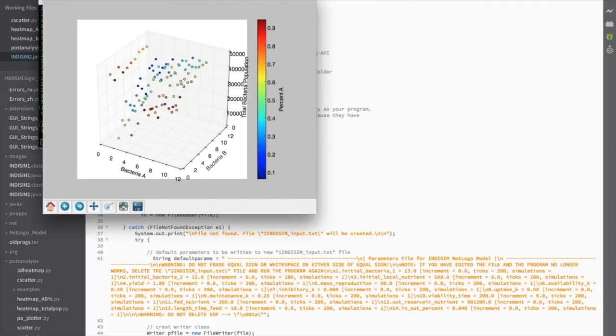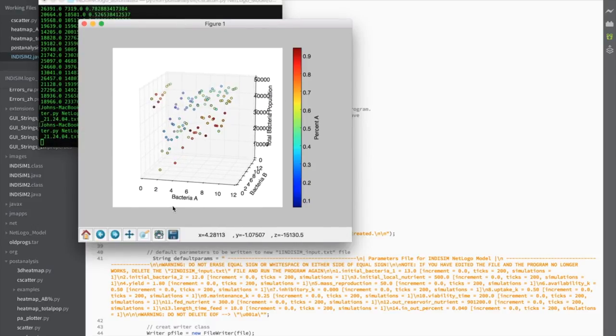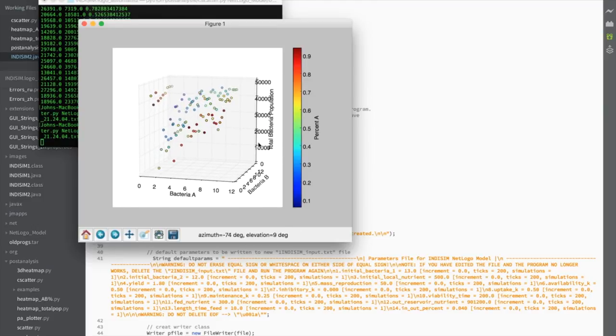Now here's the scatter plot. It has been updated to actually show not only the original values where you have bacteria A, which corresponds to the parameter initial bacteria 1 from the INDISIM2 model, and you have bacteria B, which also corresponds to the initial bacteria 2 parameter from the INDISIM2 model. And of course you have the total bacteria population on the z-axis. But you have a fourth dimension which is measured by color, and that is actually the percent A.